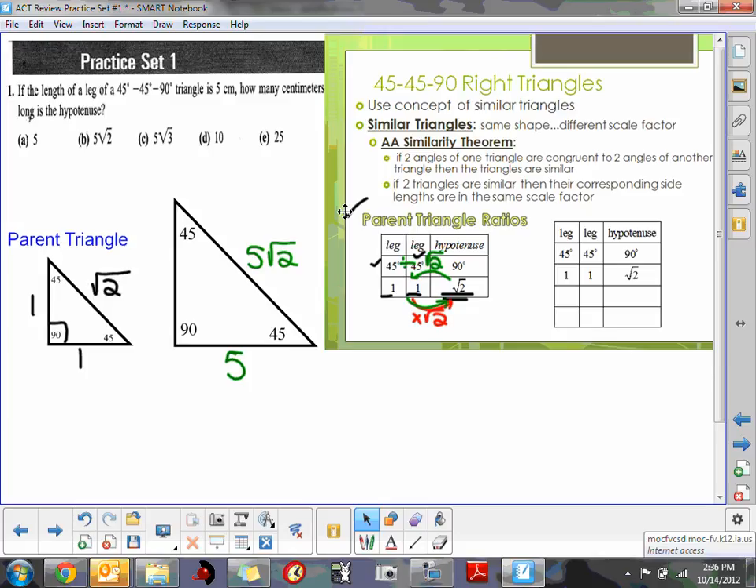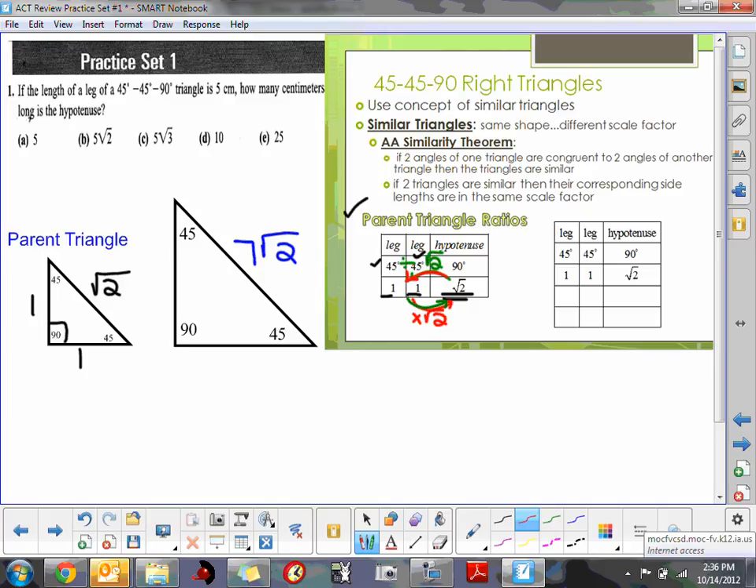So if you had another type of situation, they don't always give you the legs, so this is a what if. What if they give you the hypotenuse? We'll make it fairly simple here to start off with. They give you 7 square root of 2. If they give you the hypotenuse, you simply get to the legs by dividing by the square root of 2.